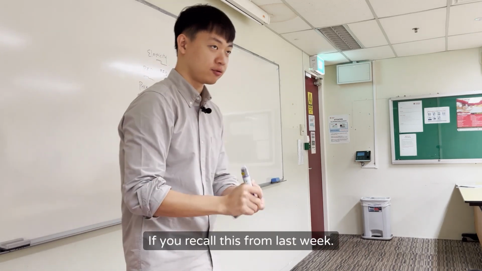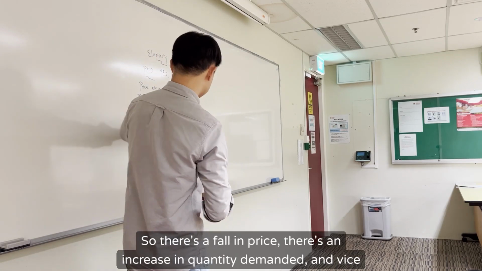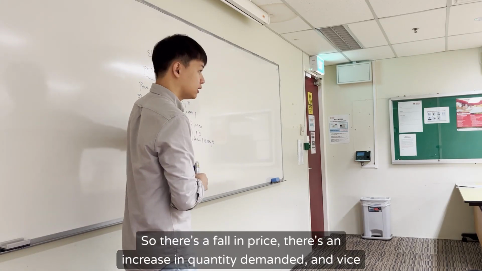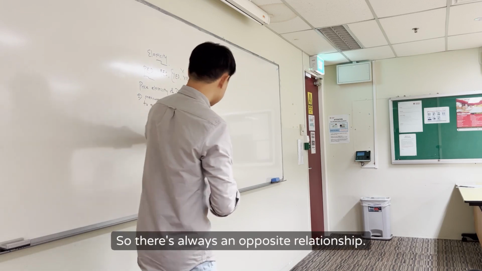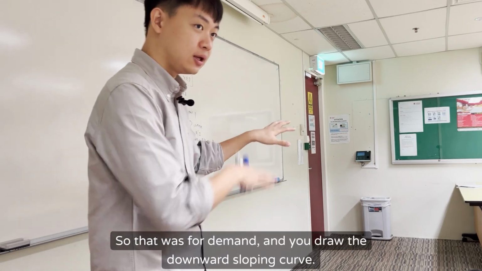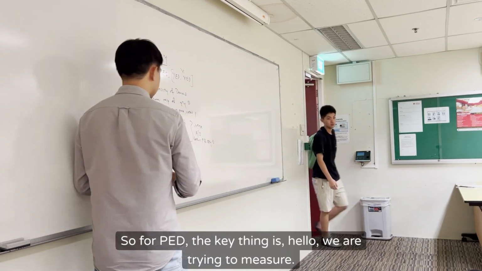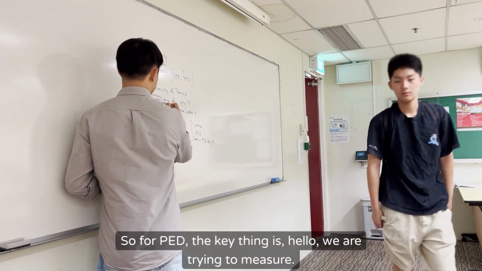Okay, if you recall this from last week. Okay, so there's a fall in price, there's an increase in quantity demanded, and vice versa, right? So there's always an opposite relationship, okay? So that was for demand, and you draw the downward sloping curve, right? So for PED, the key thing is, we are trying to measure.